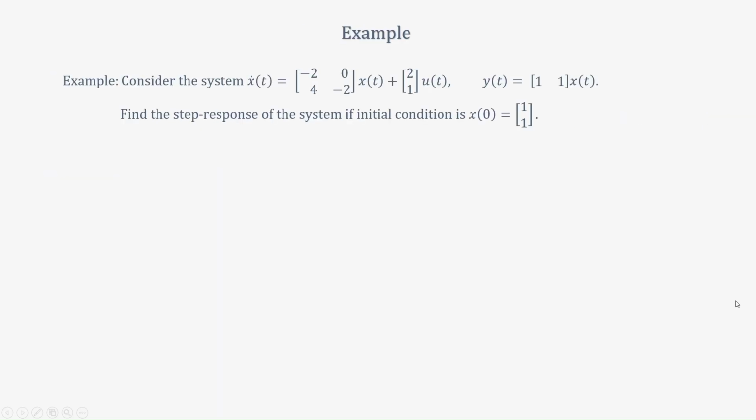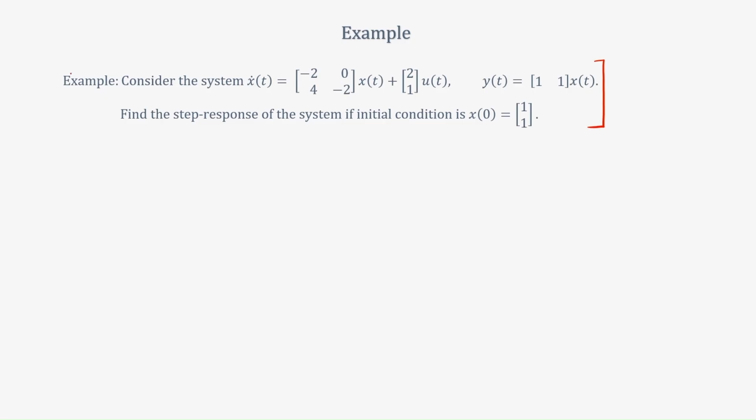Now, let us try to solve this example where you are given a system x dot equal to Ax plus Bu, y equal to Cx, and you are asked to find the step response of the system if the initial conditions are 1 1. We will try to solve this question now, and it can be solved in several ways. We will solve it by one method today, and in the next lecture we will take up another method.